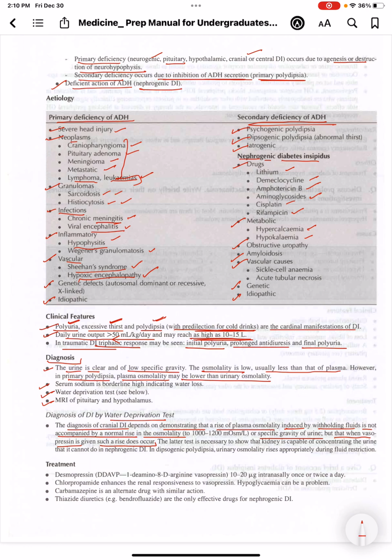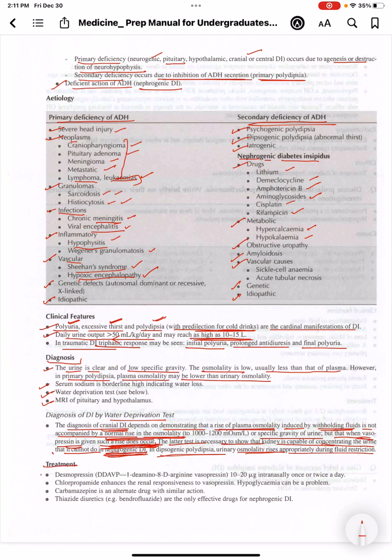So, in cranial diabetes insipidus, the rise of plasma osmolality that is induced by withholding fluids is not accompanied by a normal rise in the osmolality or specific gravity of urine. But when we give vasopressin, there will be a rise. The latter test is necessary to show that the kidney is capable. That is, when vasopressin is given, if there is a rise of osmolality, that means the kidney is working properly and it cannot be nephrogenic diabetes insipidus. And if after giving vasopressin there is no rise, that means there is nephrogenic diabetes insipidus. In dipsogenic polydipsia, urinary osmolality rises appropriately during fluid restriction.